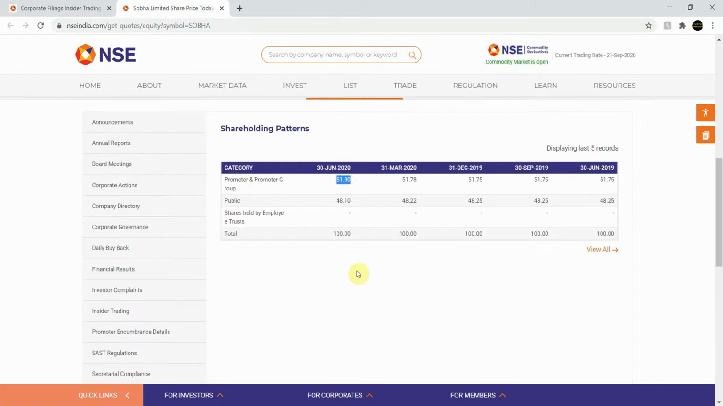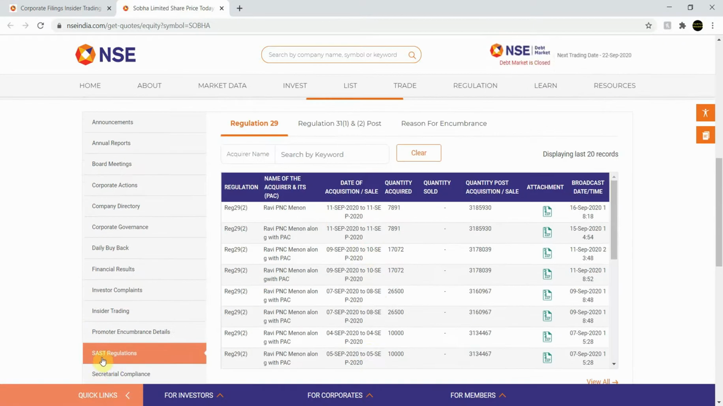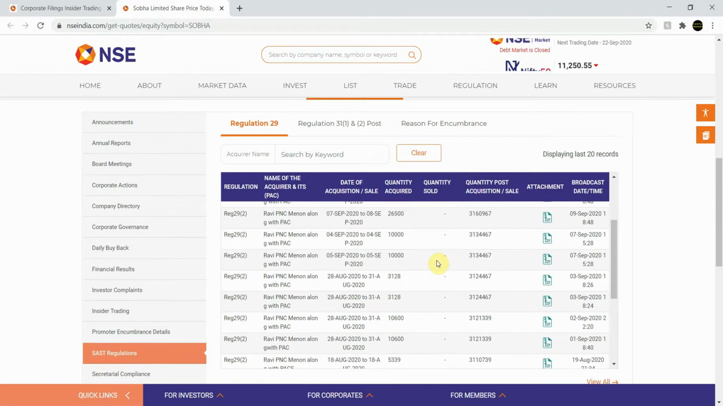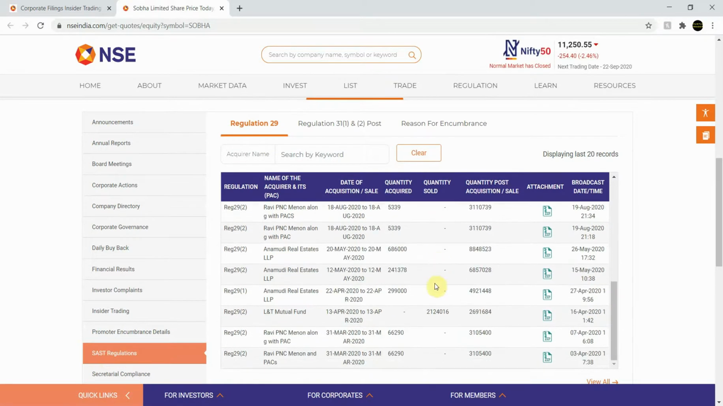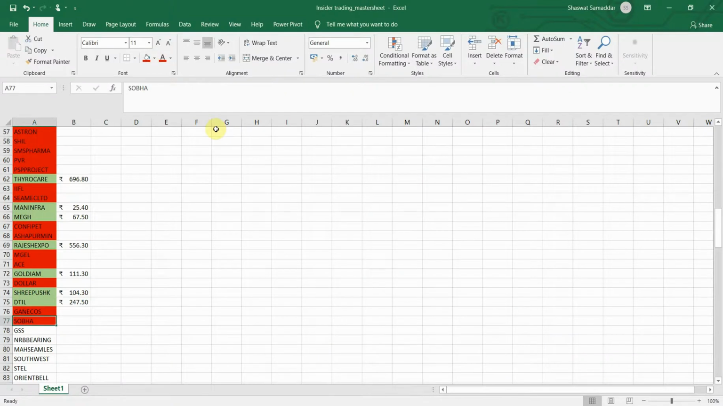So as you can see, the shareholding pattern is greater than 50%. So we will continue doing the analysis. Next, we will check the SAS regulations right here. And you can see there has been a reported selling on 16 April 2020 by L&T Mutual Fund, that is an institutional investor. So there has been a selling reported in the recent 6 months, so it fails our parameter, so we'll color code it as red. Next on the list is GSS.